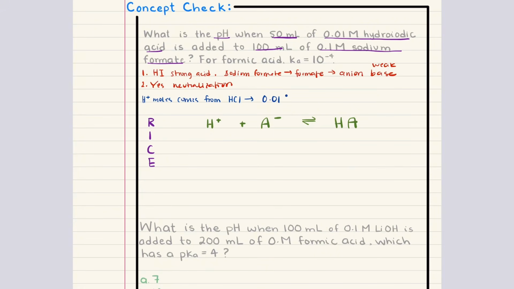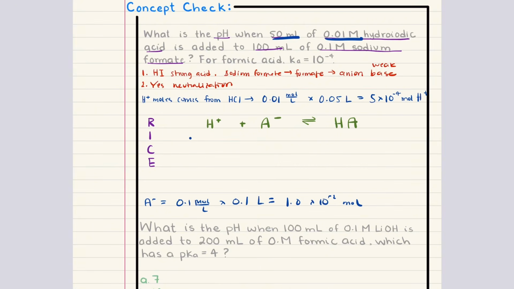So the initial moles of hydrogen ions, that's going to be equal to 0.01 mole per liter times 0.05 liters. That gets us 5 times 10 to the negative 4 moles of hydrogen ions. We're going to do the same thing with formate. We have 0.1 moles per liter times 0.1 liter. This gives us 1 times 10 to the negative 2 moles of formate.